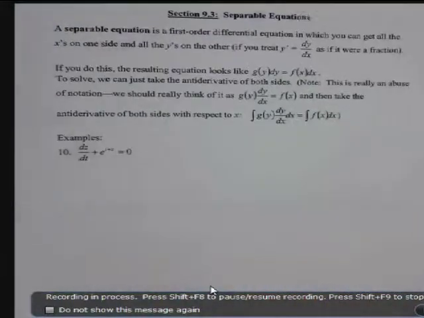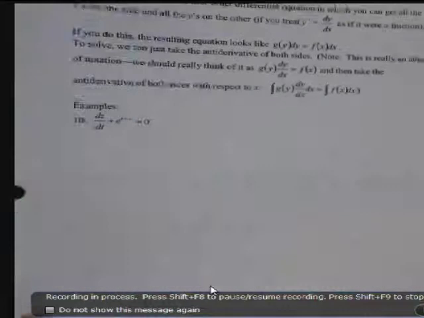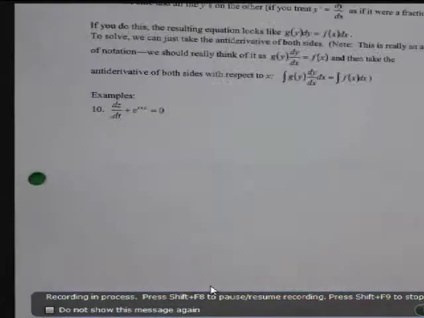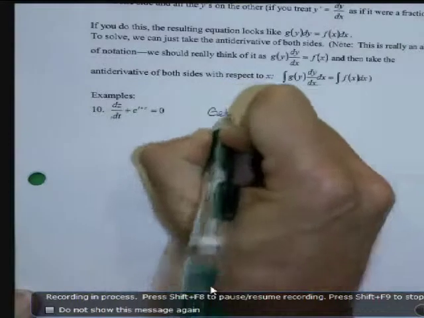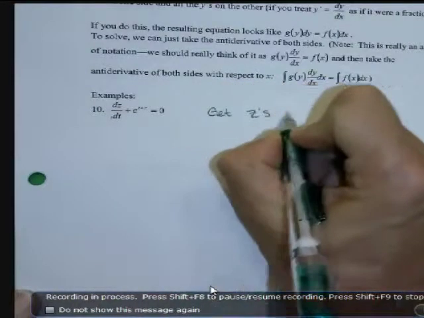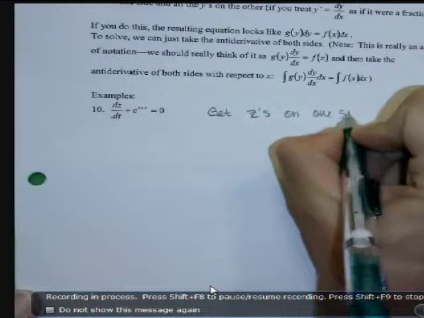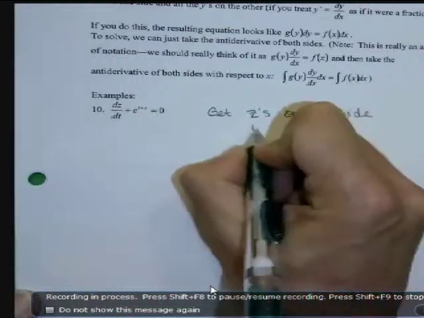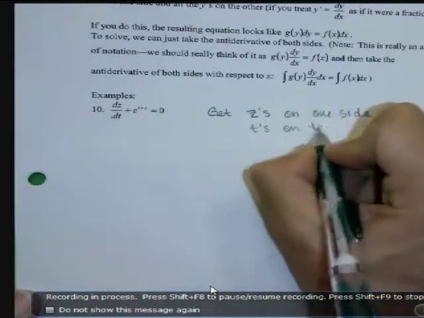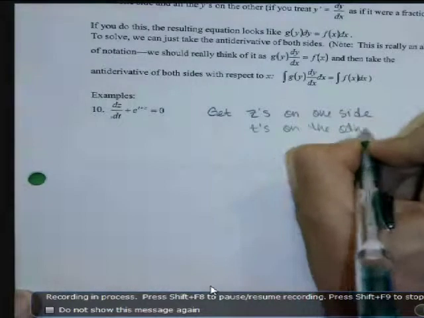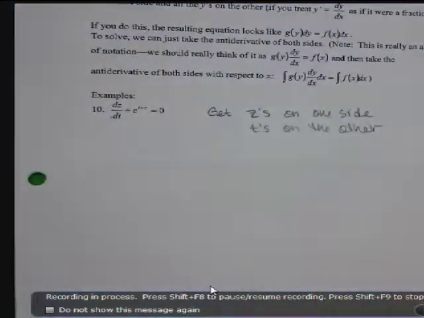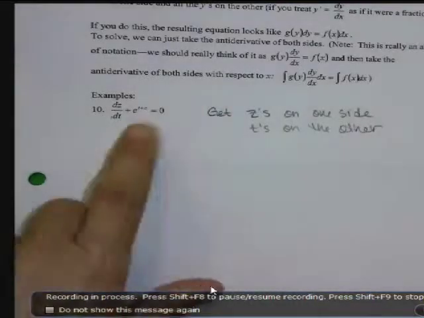So when we look at number 10, our variables are z and t. We want to get all the z's on one side and get t's on the other. So what do you think our first step should be? I would subtract that e from both sides.